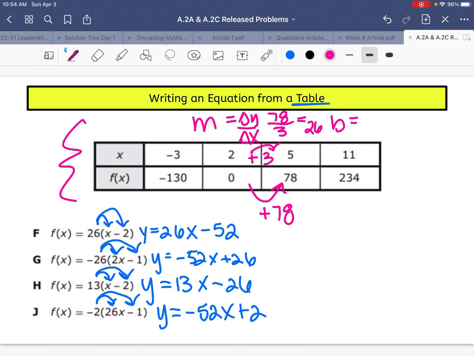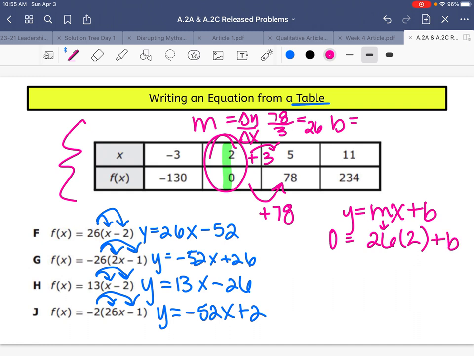For my y-intercept, I could work backwards in my table, or I could take a point right here and plug it into slope-intercept form. So slope-intercept form is y equals mx plus b. Now I know my slope. My slope is 26, so I'll put 26 in for m. I don't know b, but I do know an x and y that's on my line. So I will plug 0 in for y, and I will plug 2 in for x, and then b remains our variable.